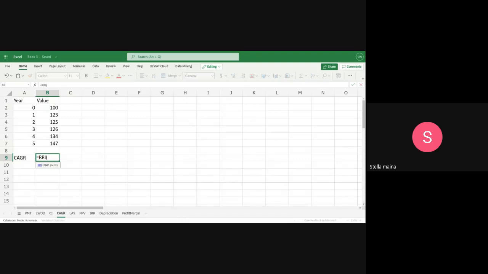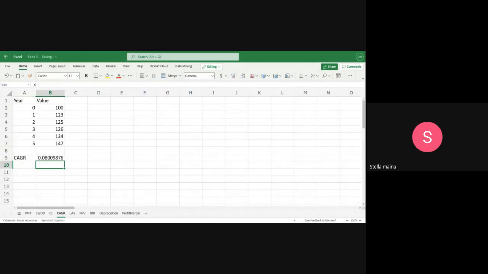So we are going to start with 5, that is A7, comma, the first value is B2, comma, B7. With that being said, we can see what our value is, 0.08. Multiply by 100, that gets to 8%.